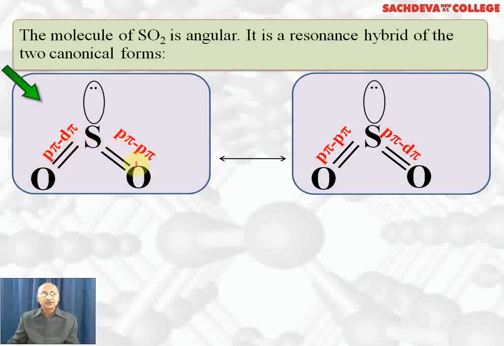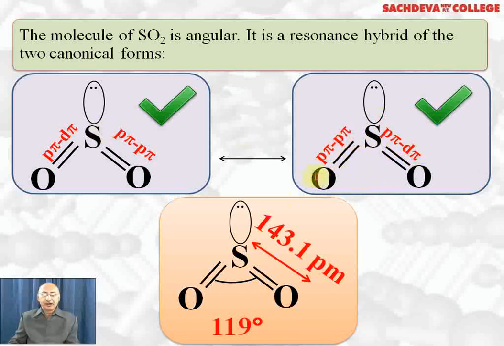And this is the usual p-pi bond. This is a lone pair of electrons, and sulfur undergoes sp2 hybridization. In the second resonating structure, this becomes a p-pi bond and this is a p-pi d-pi bond. The lone pair is as it is. These are 2 canonical forms whose resonance hybrid is this one.